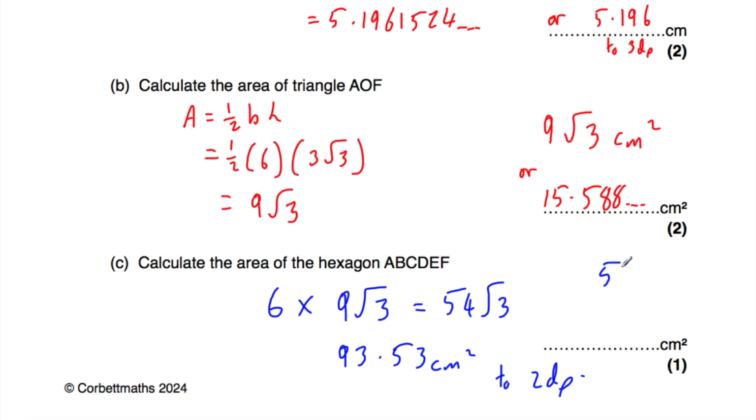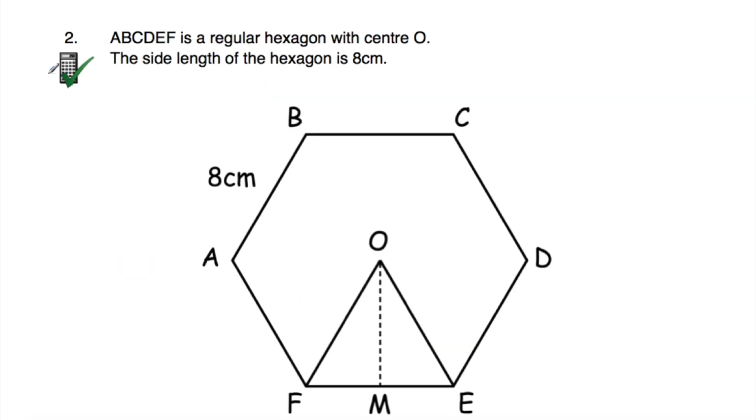So the answer is 54 root 3, or 93.53 centimeters squared to 2 decimal places, and that's it. Okay, let's have a look at our next question, question number 2.